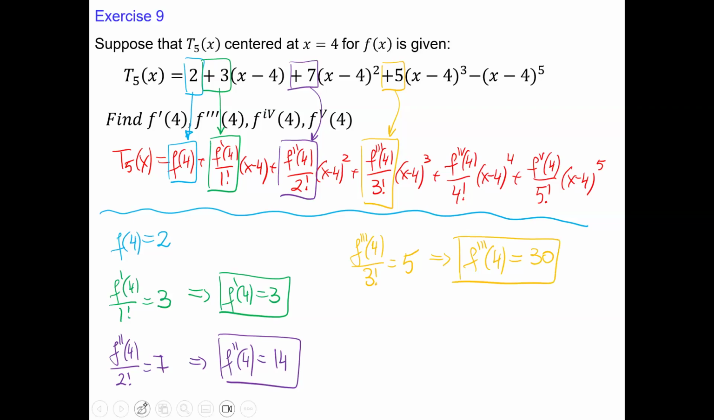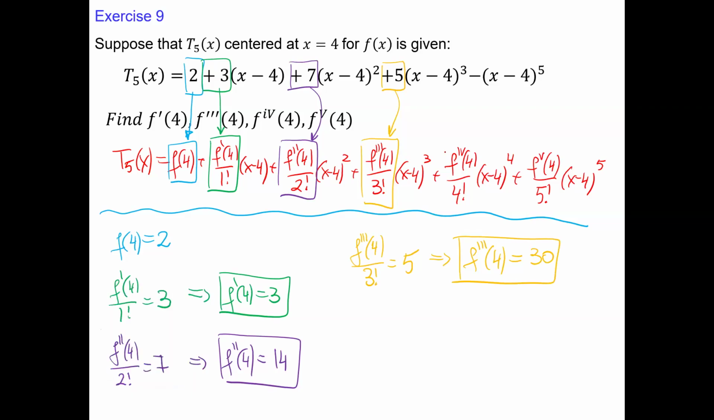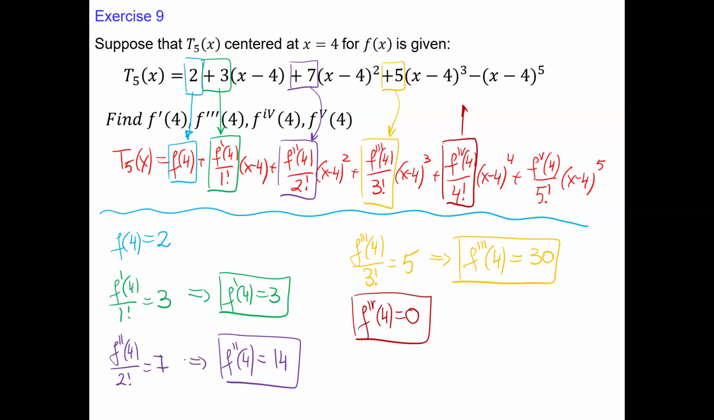Okay, and then let's do one more. Let's pick this color. For the fourth derivative, we can see we have nothing here. Then we will say that the fourth derivative is basically 0.